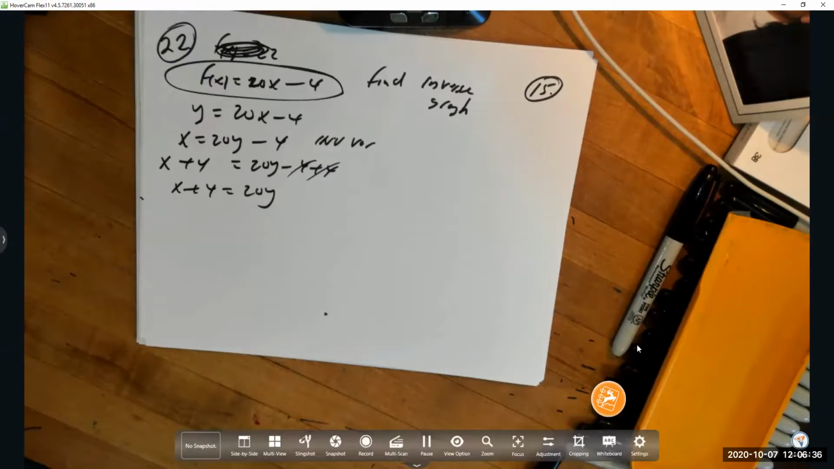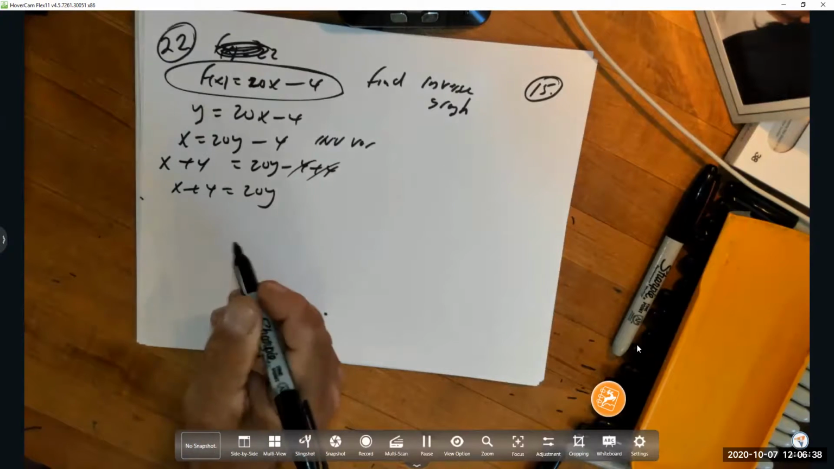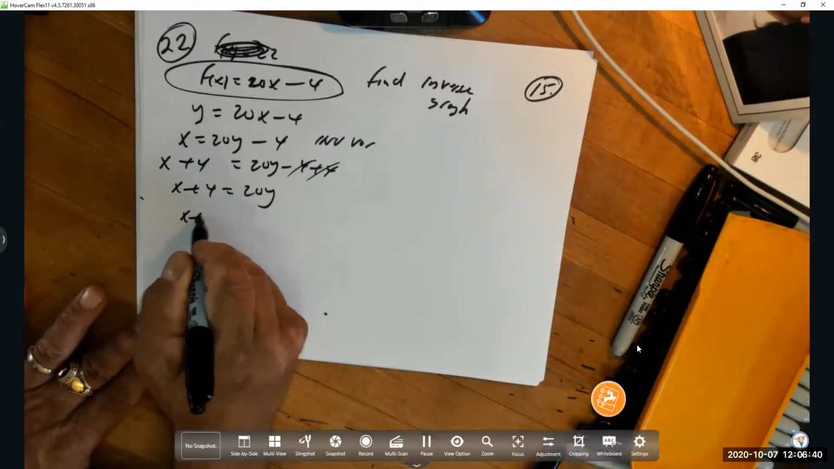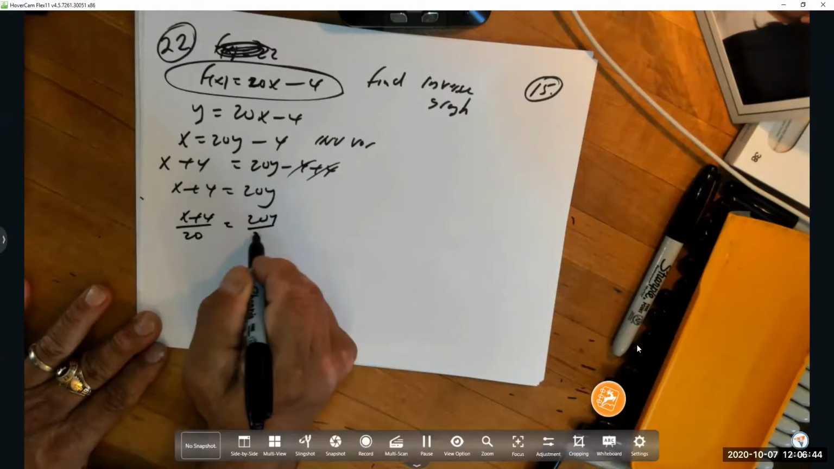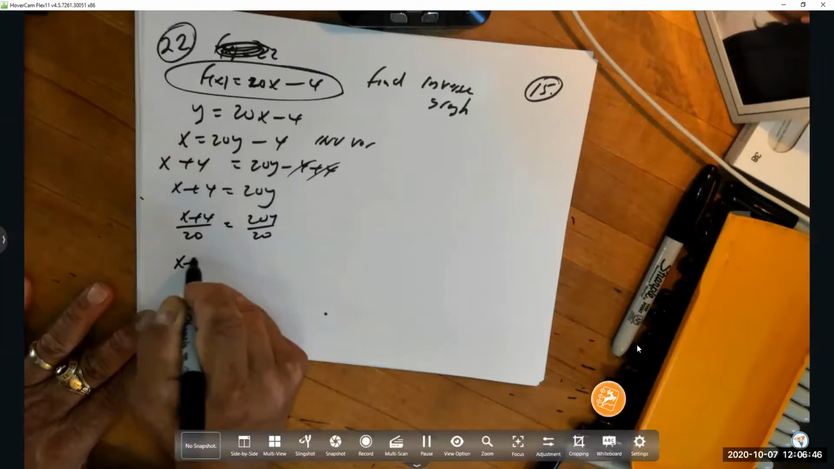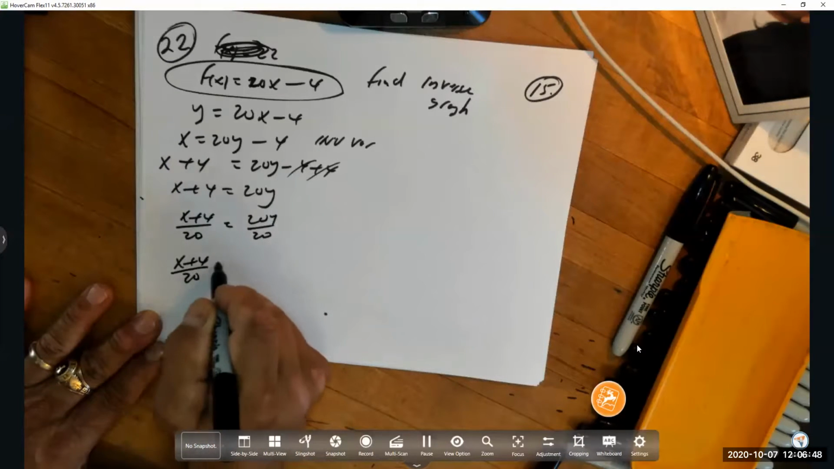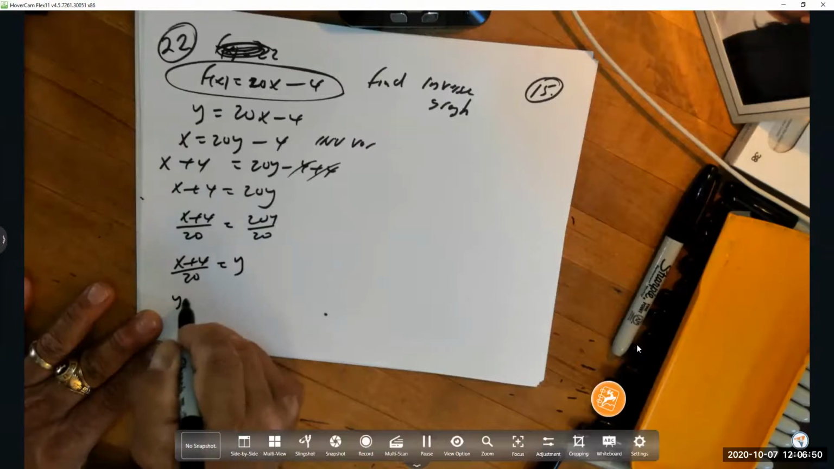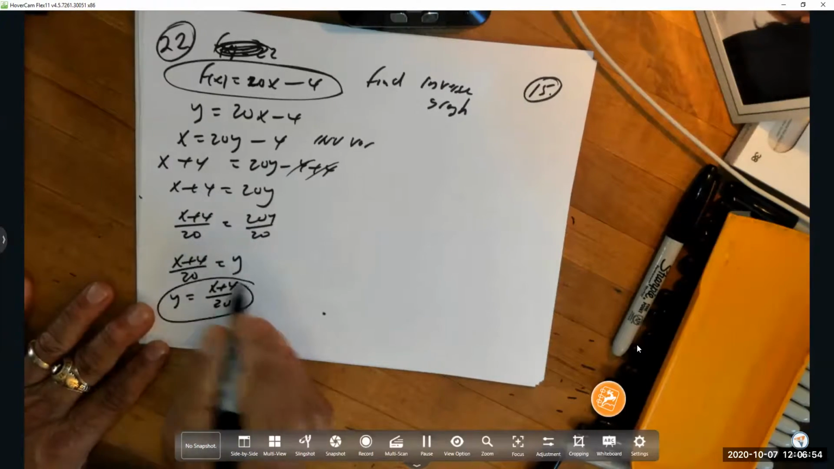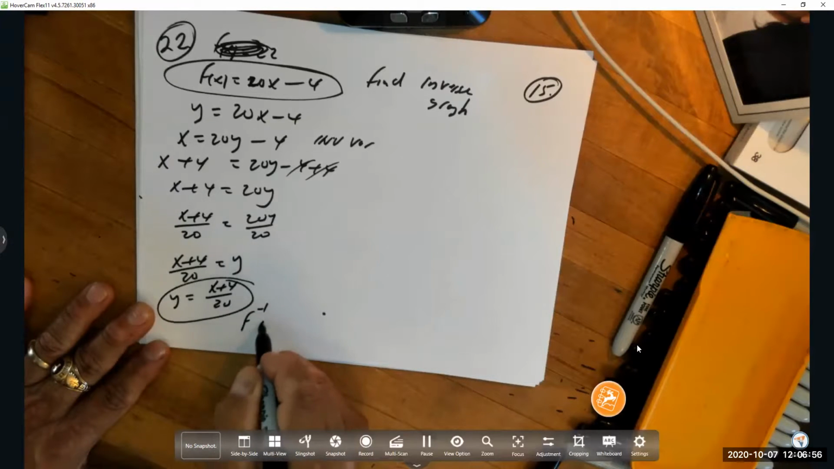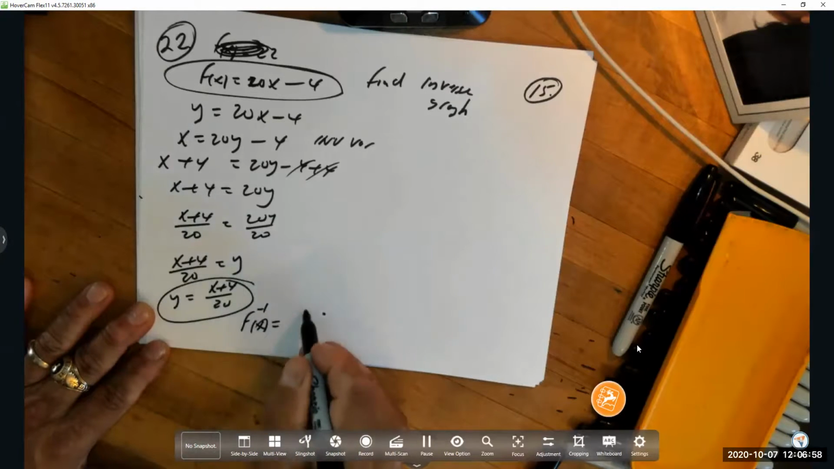20. So divide this one by 20. Divide this one by 20. x plus 4 over 20 is y, or y equals (x plus 4) over 20. So f inverse of x is that thing right there.